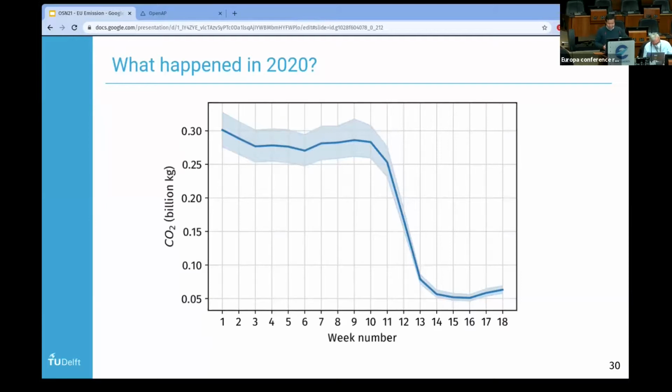So the COVID happened. And what happens here is that we have almost a daily average of 0.3 billion kilograms of emission of CO2, which suddenly becomes only 0.05 billion kilograms. I wanted to stay here a little bit because this graph can tell us a lot.